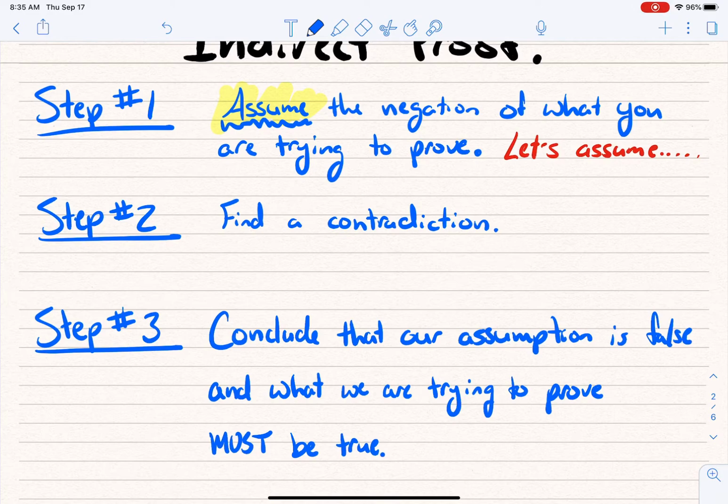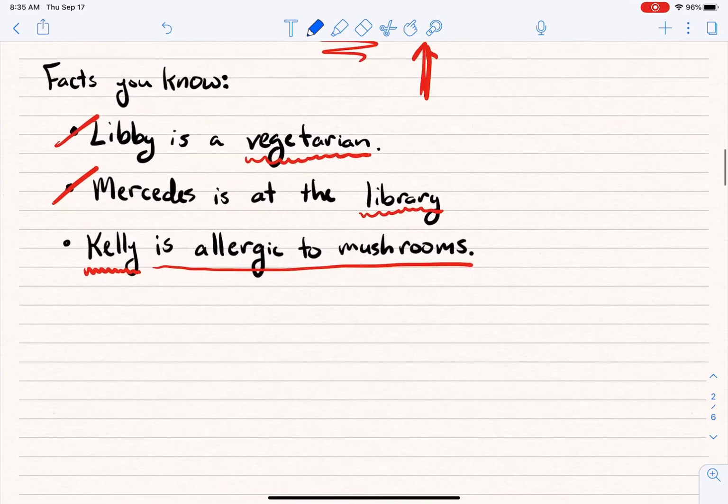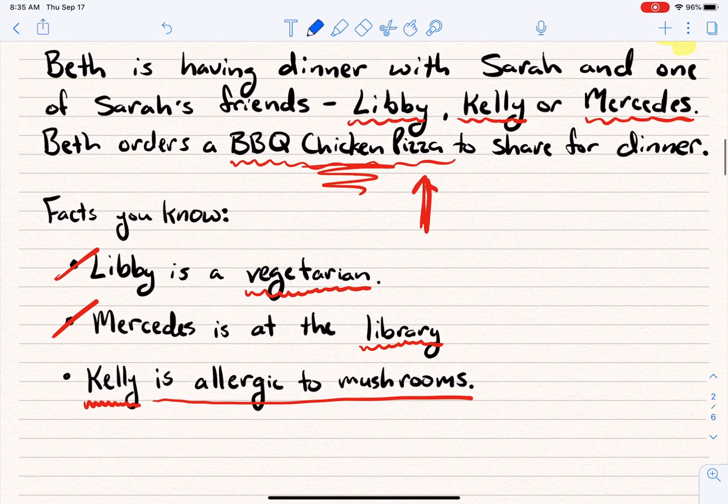Step number two, you lay out a series of facts or arguments until that leads to a contradiction. And step three, we conclude that our assumption is false, so therefore what we are trying to prove must be true. Think about that in this situation right here. If you were trying to prove to me that Kelly was the one coming to have dinner, you'd say, well, let's assume that Kelly's not coming to dinner.